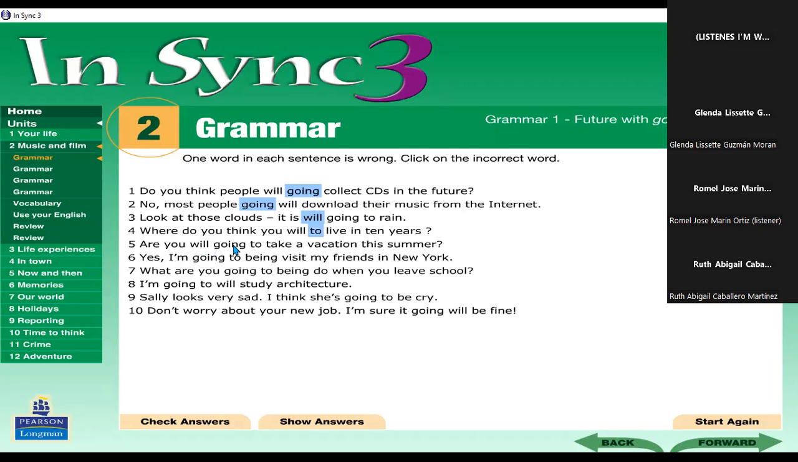Going to, seguro. Is will. Why? Why is will? Because in a question, will is the first word. Okay, yes, it's true. Now the number six. Yes, I am going to be and visit my friends in New York. So going to be, what is the problem?